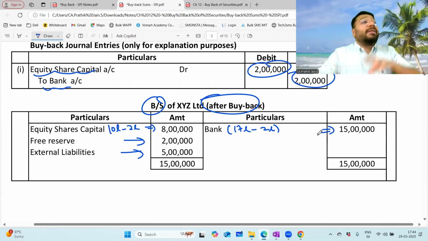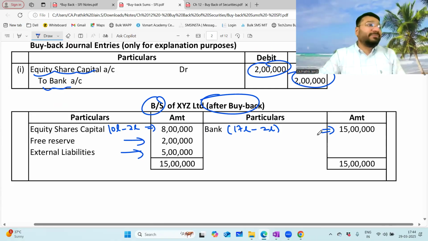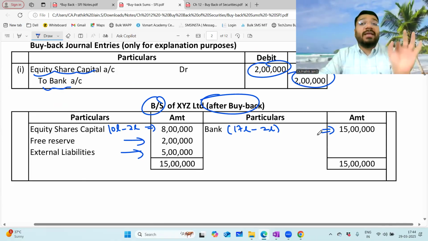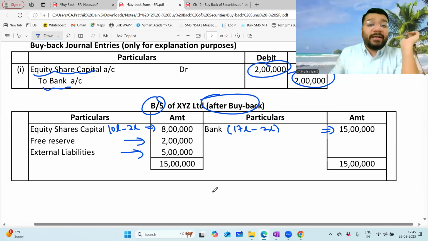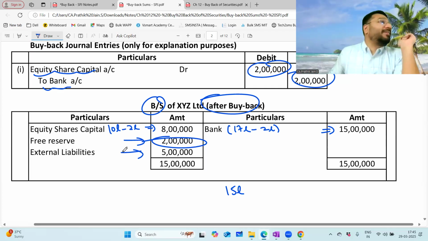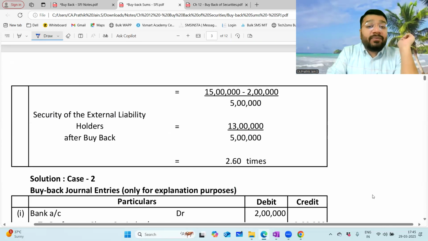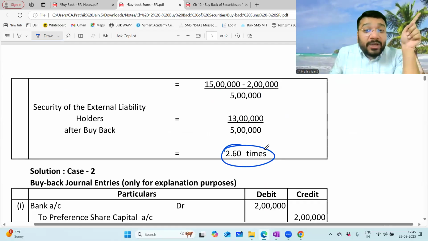Now, can you please calculate the revised security of the external liability holders? Do it fast. You have to calculate the security of the external liability holders. Okay, I got the answer, 2.6. How did you get it? 15 lakh again minus 2 lakh, sir. From this again 2 lakh dividend can be distributed. So how much is it? 13 lakh by 5 lakh. How much is it? 2.6. Which means because of not complying with section 68, the security of the external liability holders got reduced.